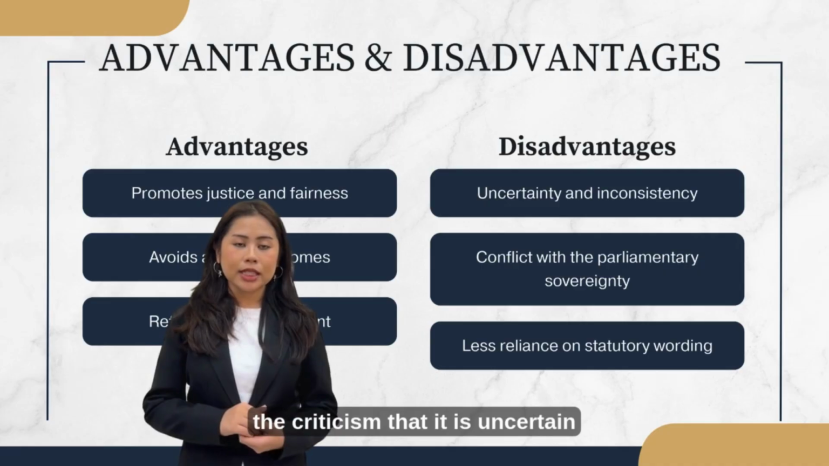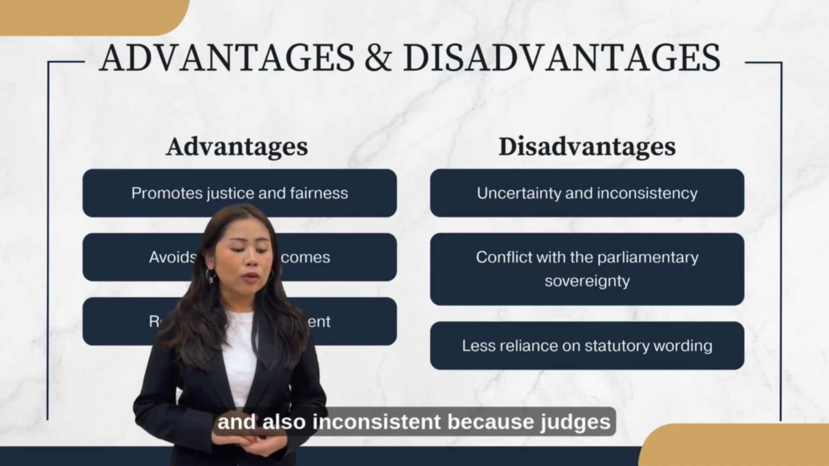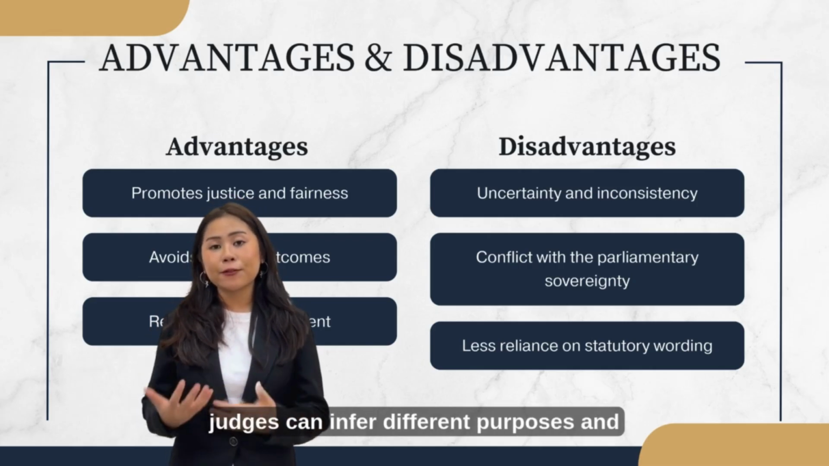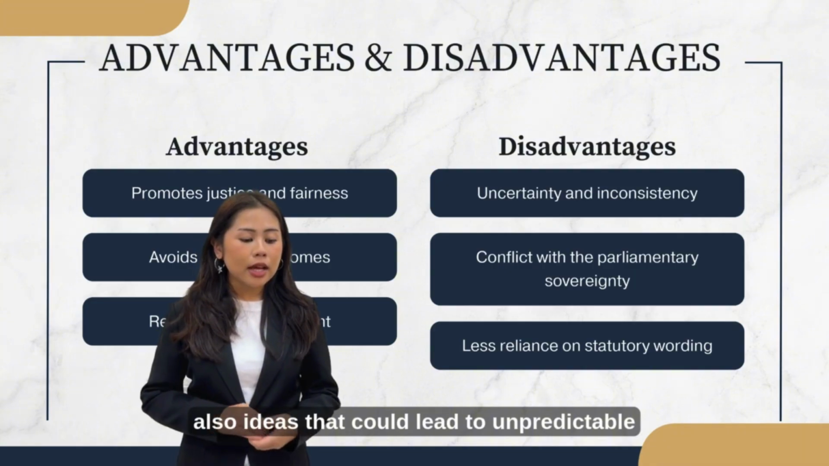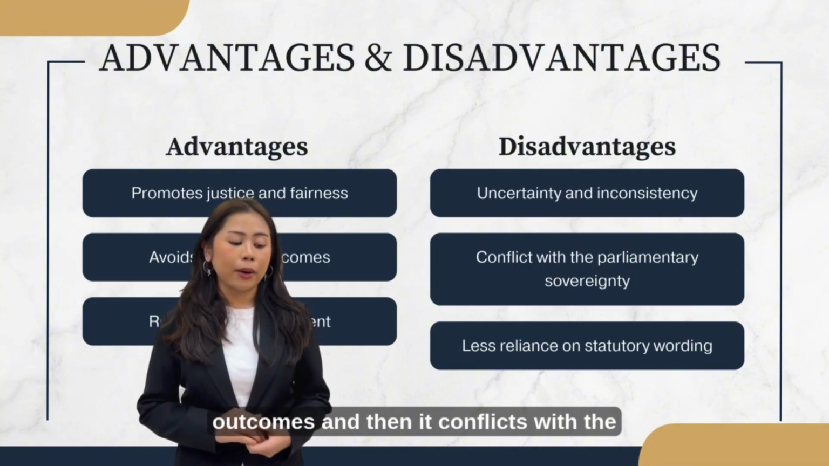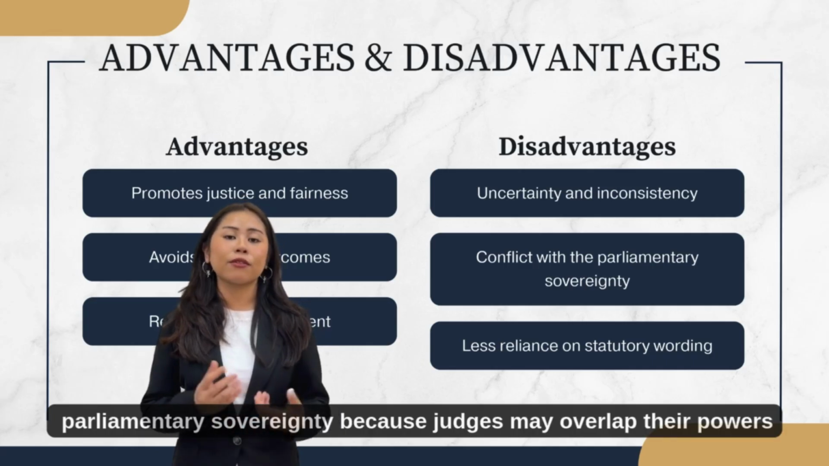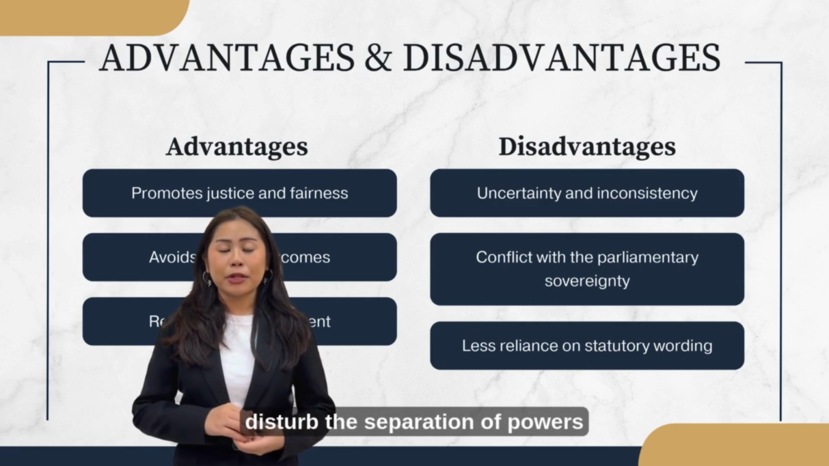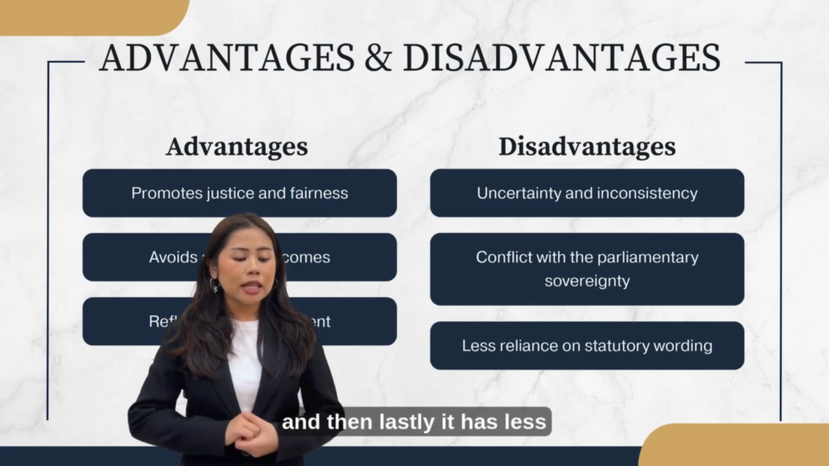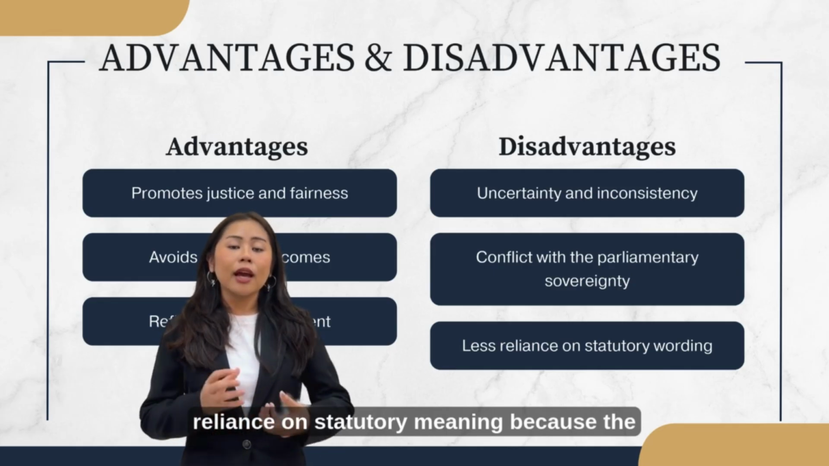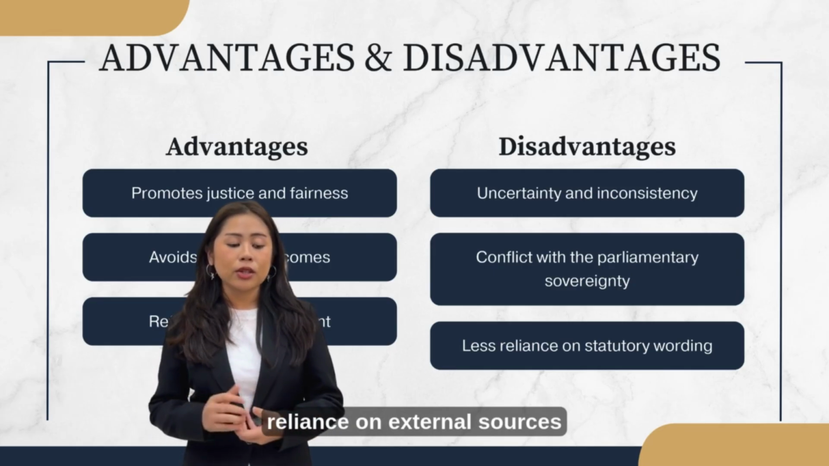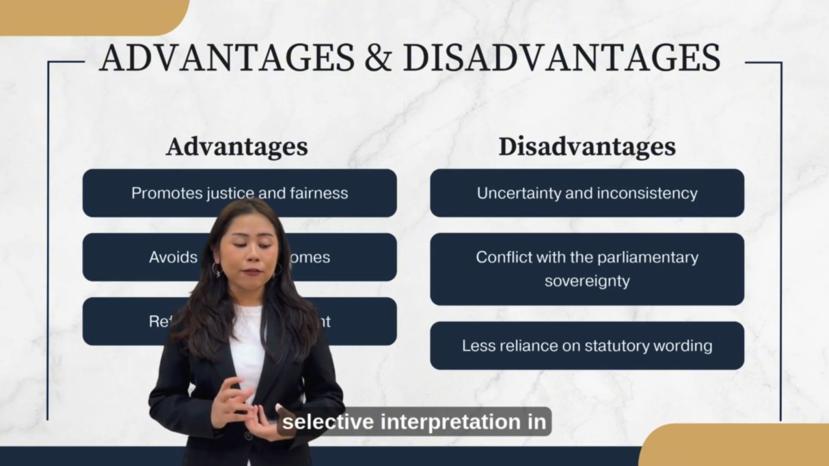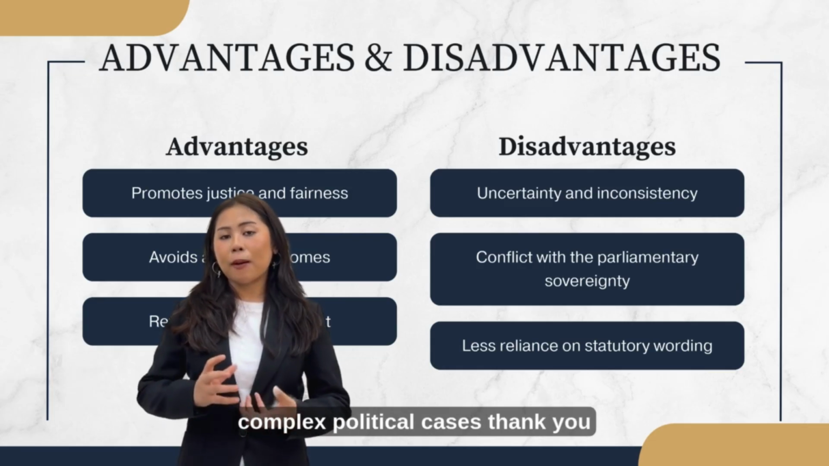And then on the criticism, it is uncertain and also inconsistent because judges can infer different purposes and ideas that could lead to unpredictable outcomes. And then it conflicts with parliamentary sovereignty because judges may overlap their powers, and it can also disturb the separation of powers. Lastly, it has less reliance on statutory meaning because reliance on external sources such as Hansard can introduce bias and selective interpretation in complex political cases.